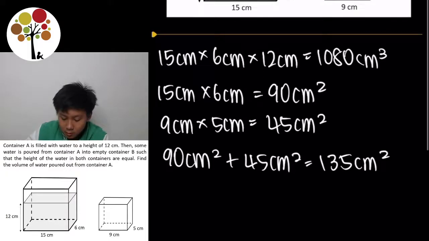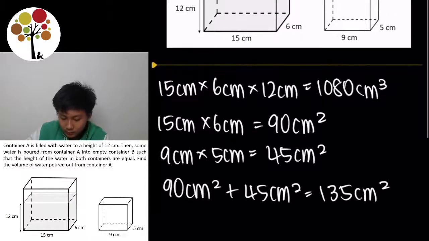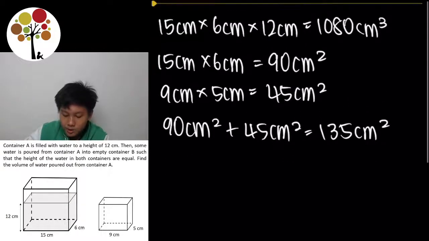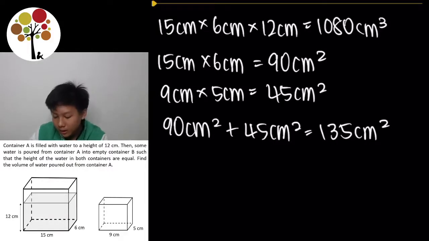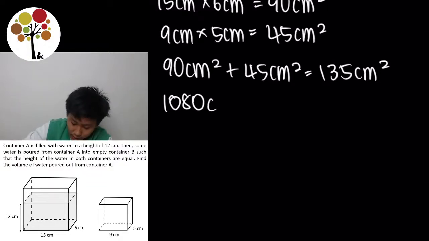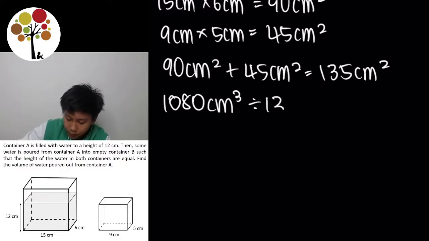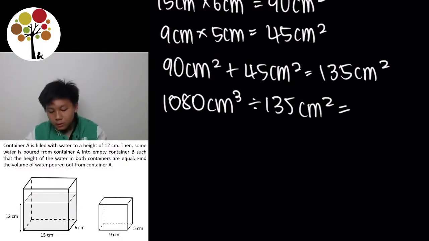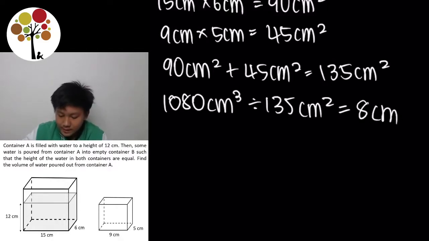So now just to find out the height of the water level. We know the volume of water and the area of the base. So we can take the volume of water, which is 1080 cm cube, divided by 135 cm square, which is the area, to get the height, which is 8 cm. So that is the height.